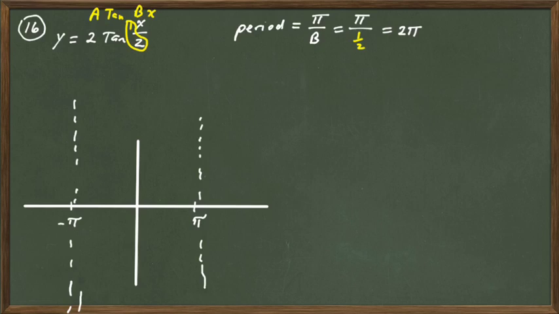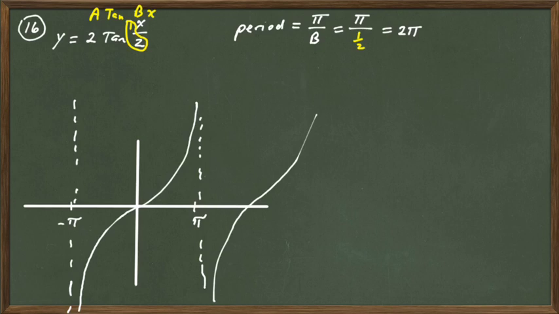And it looks a lot like a cubic. It'll come like this, and it does repeat. I'll be happy with one cycle, but that's tangent.